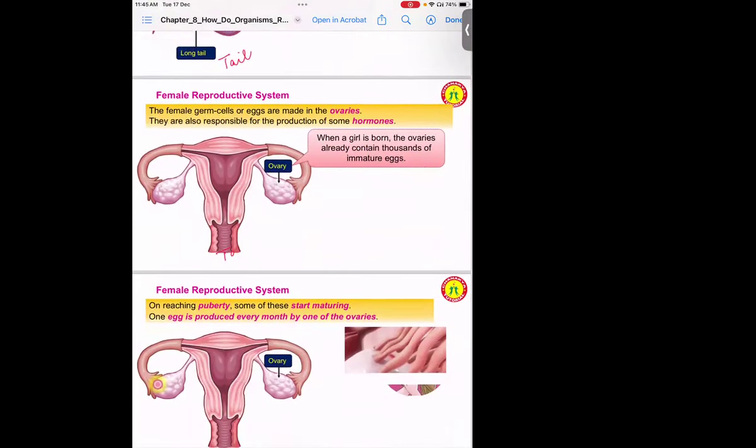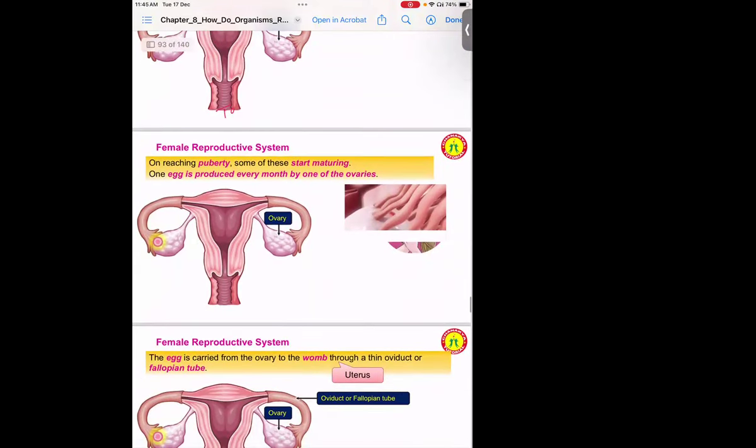Now coming to the female reproductive part, eggs are made in the ovaries, and they are also responsible for the production of hormones. When a girl is born, the ovaries already contain thousands of immature eggs. Immediately when they are born, they already have so many immature eggs. This diagram is very, very important, children. You should learn this diagram with the correct labeling.